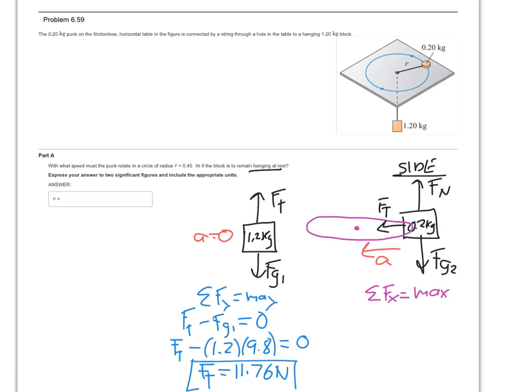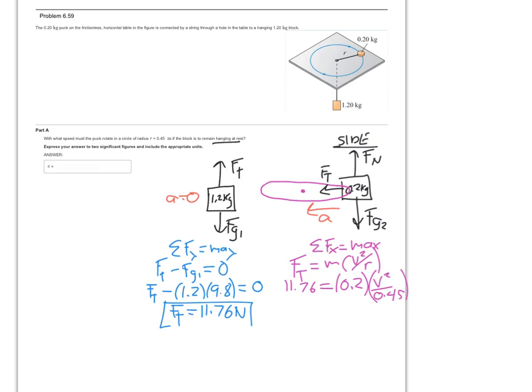For the other object, the puck, I really only care about my x direction because that's the direction it's accelerating, and there is no friction, so I don't need to find my normal force. So it's just going to be Ft equals m a, and because it's traveling in a circle, I can substitute in v squared over r for my acceleration. My tension I just found, so I can plug that in: 11.76 equals 0.2 times v squared over 0.45.